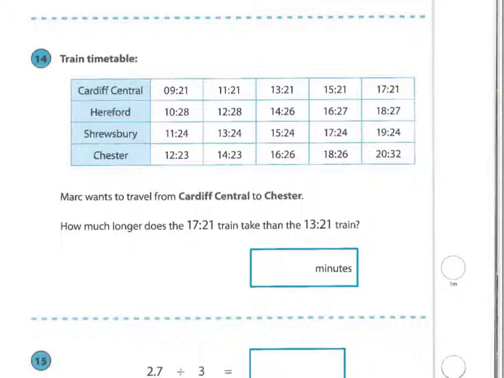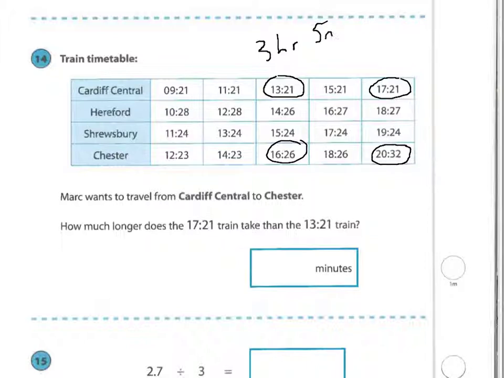So I think I'm going to have to highlight both trains on this timetable. So the first train is the 13:21 train, and the second is the 17:21 train. Okay, so what we need to do now is have a little look at these different times. So the first train, the 13:21 train, if I look at the hour part of the time, it's gone from 13 to 16, so that is 3 hours. And if I look at the minutes, it's gone from 21 to 26, so that's 5 minutes.